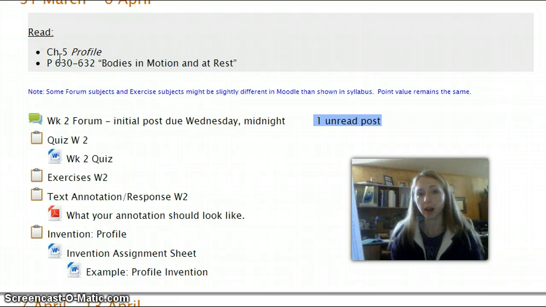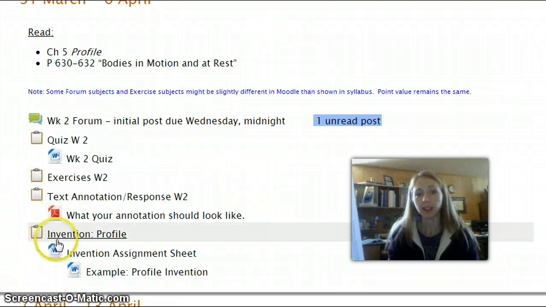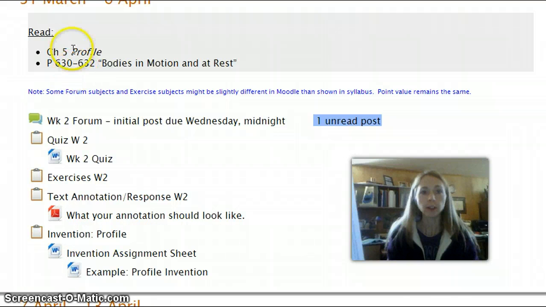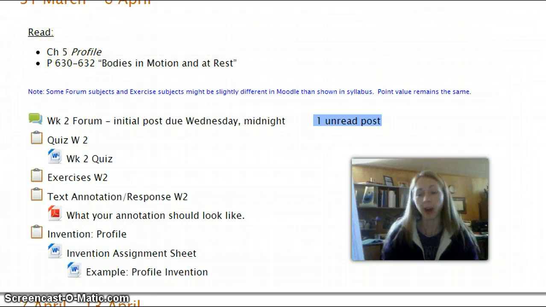First of all, we're going to look at profiles. I want to talk to you about the profile and set it up for you. And then I want to talk to you about the invention process and set that up for you. Okay? So first of all, profile, you have chapter 5 to read, and you'll read Bodies in Motion and at Rest. It's an example profile.